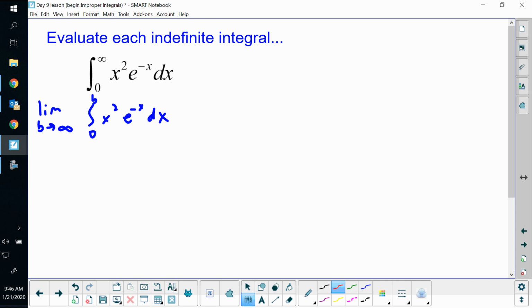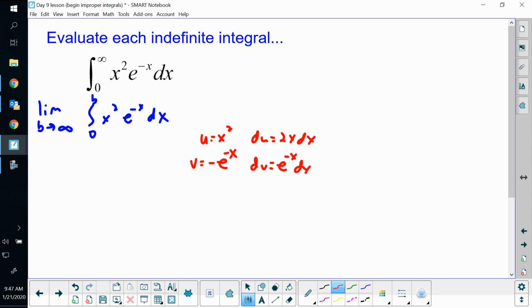We do not have logs. We do not have inverse trig. So our u would want to be polynomials. The u would want to be the x squared. Our dv would be the e to the negative x dx. So du is 2x dx. When you do the antiderivative of e to the negative x, technically we'd have to do a u substitution, like u equals negative x, du is negative 1, so we need a correction by negative 1 out front.